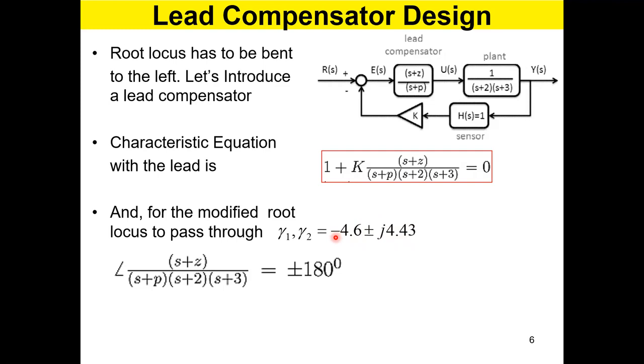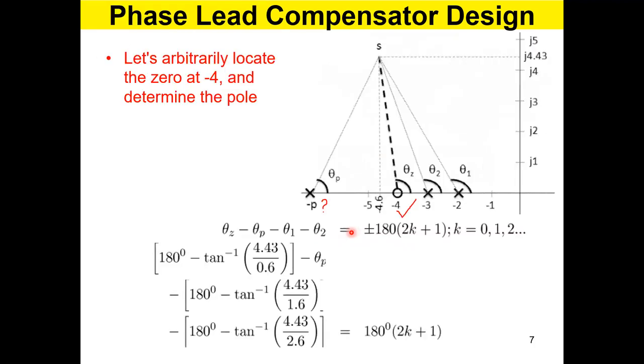Because this is the desired pole location in order to achieve the overshoot and rise and settling time conditions. If the root locus goes through this point, you marginally achieve the desired response. So the point S we figure out here is actually minus 4.6 plus j4.43. For that one, calculate the total phase and equate it to plus or minus 180 degrees, and calculate the pole value here.